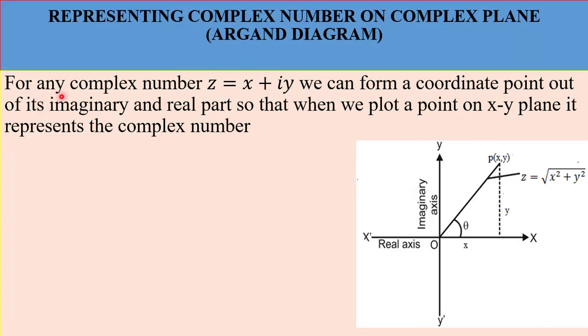For any complex number z equal to x plus iy, we can form coordinate points out of the imaginary and the real part, so that when we plot these generated coordinates on the xy plane, it is represented on a complex plane. So z is equal to x plus iy.